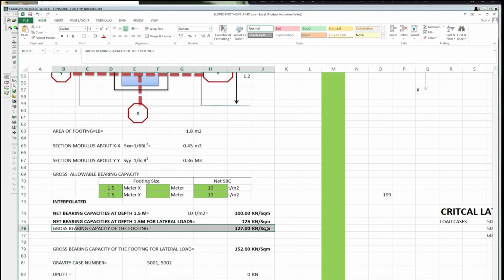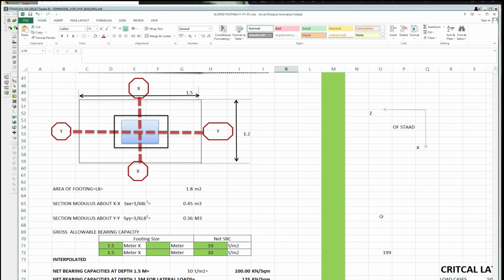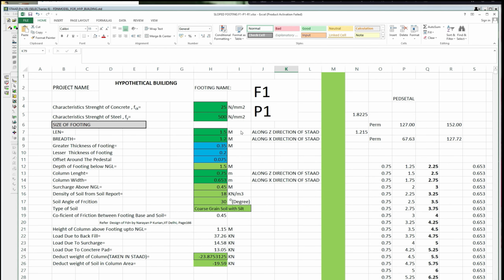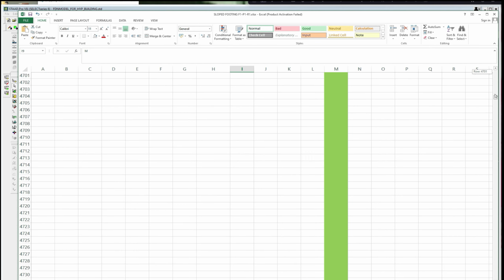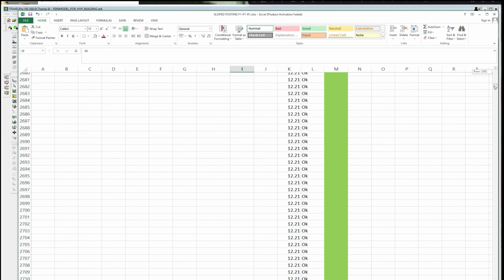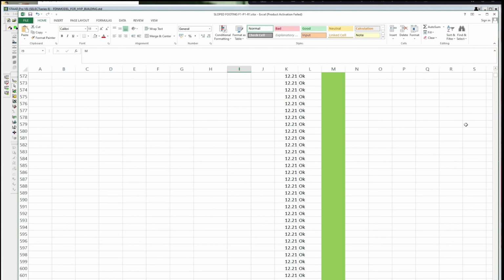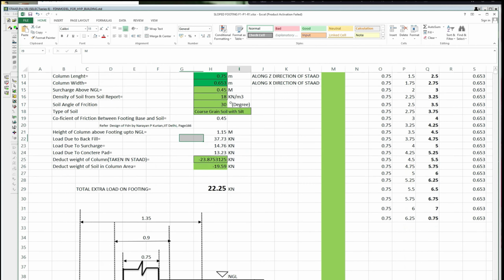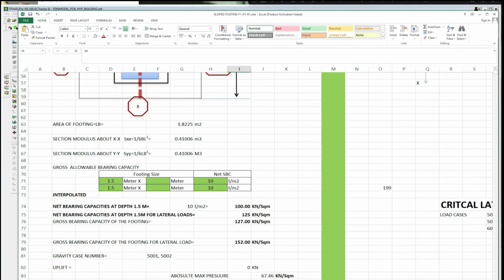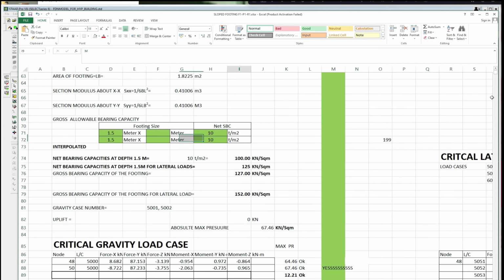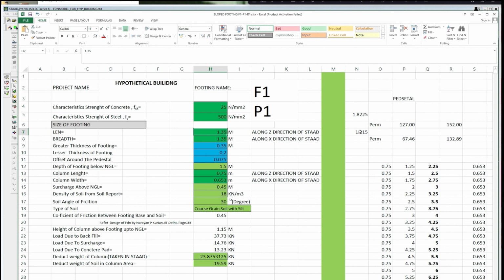So gross bearing capacity, gamma D has been available. Gross bearing capacity for lateral load is the net bearing capacity plus gamma D. So now with 1.35 and 1.35, our maximum pressure in gravity load cases works out to be 67.46, and let us change the dimension as we have discussed.